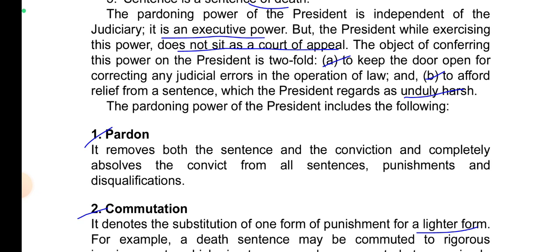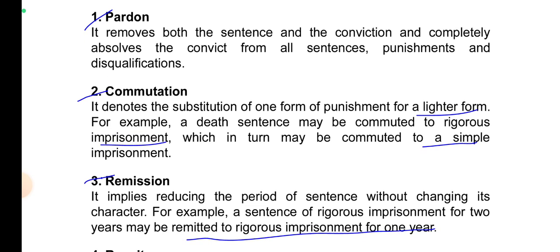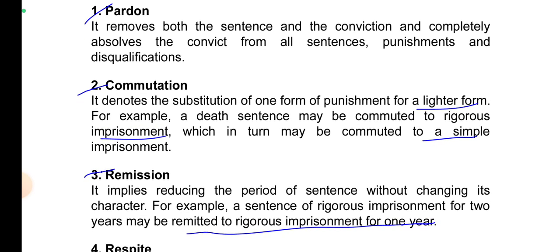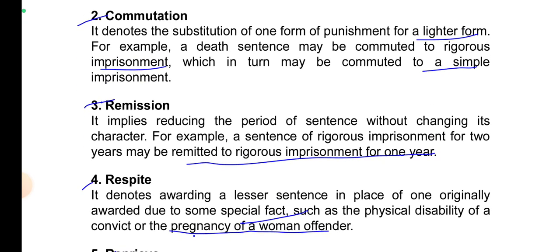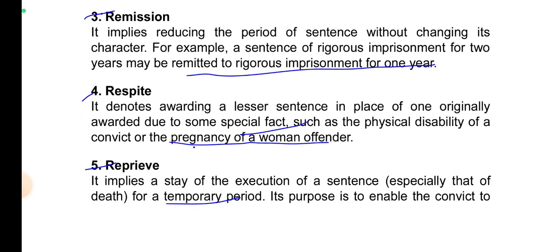The pardoning power of the President includes the following. Pardon: it removes both the sentence and the conviction and completely absolves the convict from all sentences, punishment, and disqualifications. Commutation: it denotes the substitution of one form of punishment for a lighter form. For example, a death sentence may be commuted to rigorous imprisonment, which in turn may be commuted to a simple imprisonment. Remission: it implies reducing the period of a sentence without changing its character.